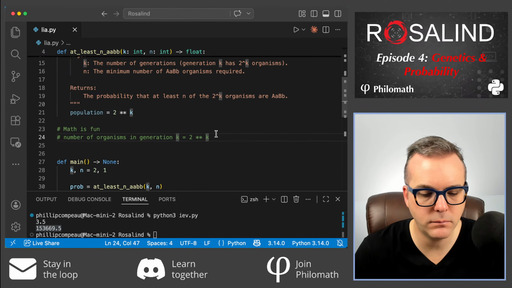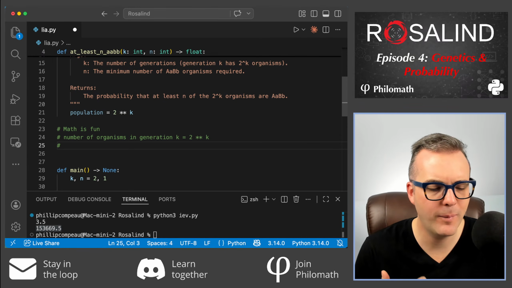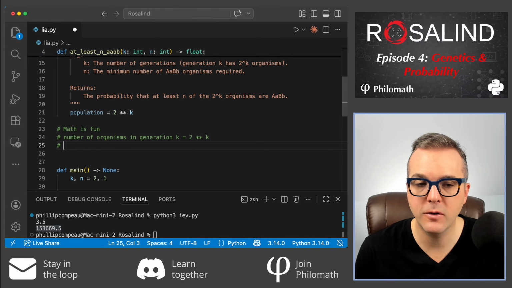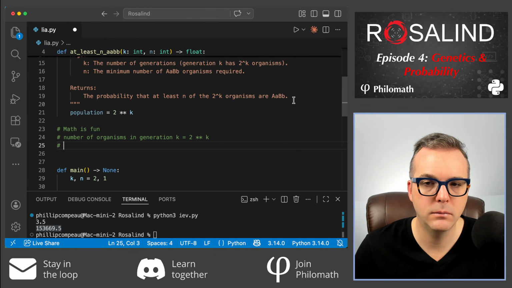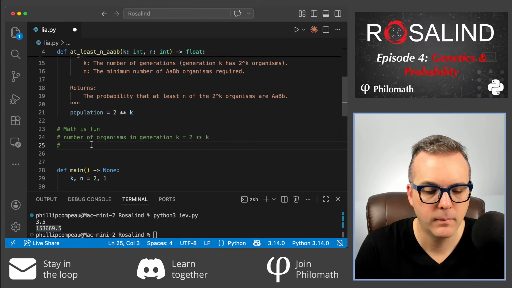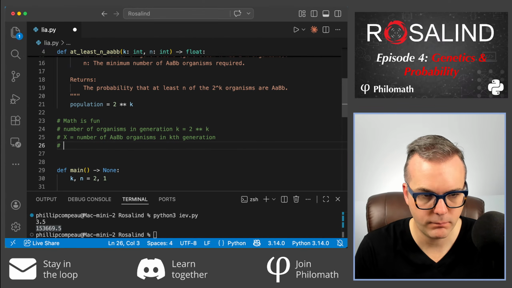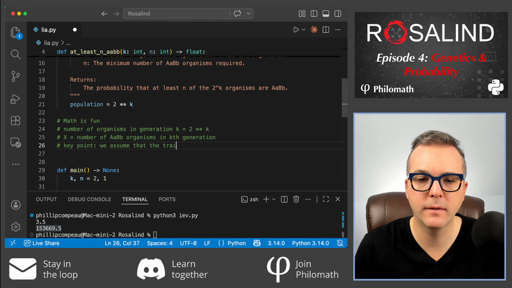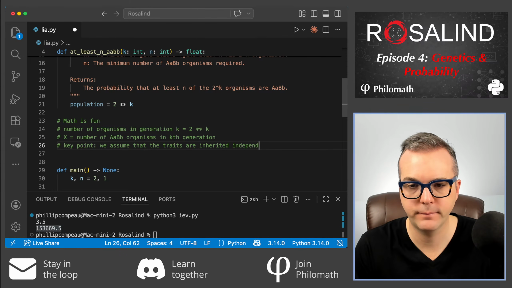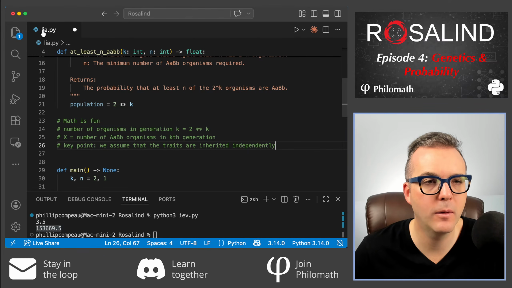Now, once I know that, let's write out what I want to know. What I care about is the number of organisms in the kth generation that are, I could ask this in any way I like, but it's asking me for heterozygous for both traits. So X is going to be equal to this random variable, which is the number of heterozygous organisms for both traits in the kth generation. Key point, we assume that the traits, meaning A and B, are inherited independently by this law of independent assortment, which is why the problem is called LIA.